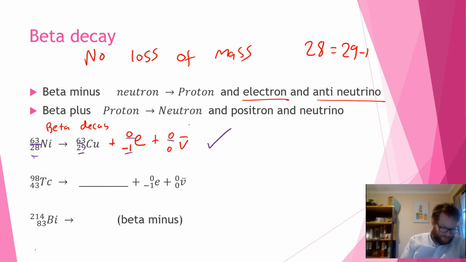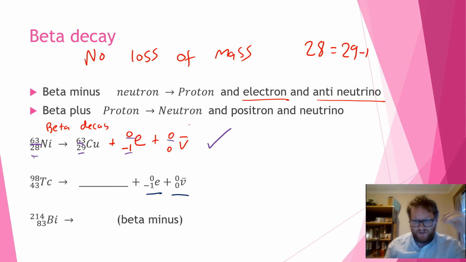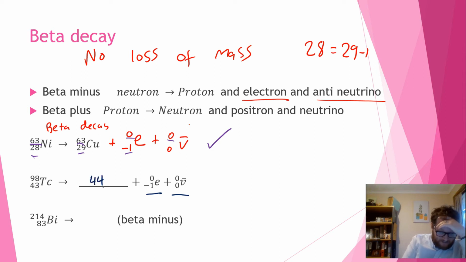Let's look at this second one. Here we've got technetium. Technetium is undergoing beta decay. How do we know it's undergoing beta decay? Because here we've got an electron and here is an antineutrino. Job done. So let's now add in the extra thing that's left over. If it has undergone beta minus decay, that means we've got more protons. So that means we must go from 43 to 44 protons.